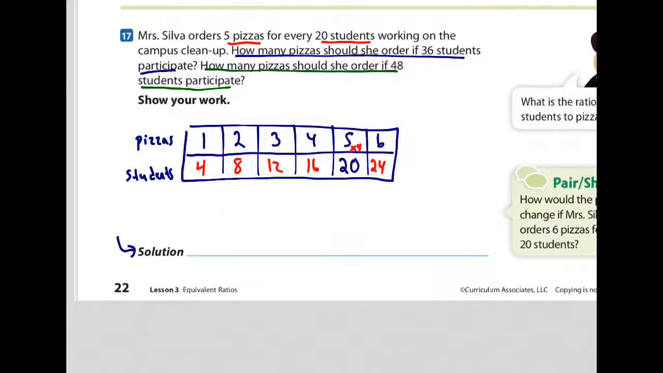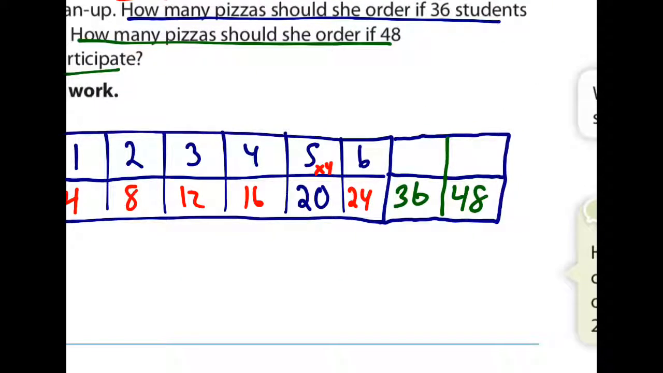Now I want to see if I can answer any of the questions. So it says, let me find it here. How many pizzas should she order if 36 students participate? So mine doesn't go up to 36 yet. And 48. So what I'm going to do is add on to my table here. Now I need to figure out, I'll switch to green for these, if 36 students participate and if 48 students participate. Now remember, if you multiply the pizzas by 4, you get the number of students. But that also works in reverse. If you divide the students by 4, 16 divided by 4, you'll get the number of pizzas.